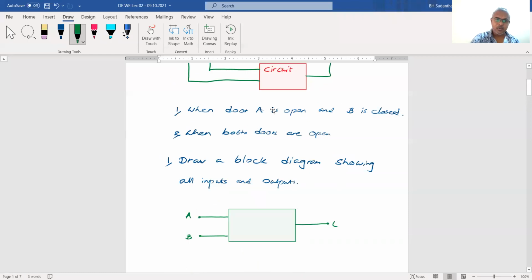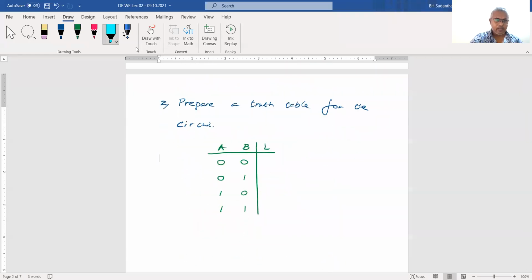First condition, when the door is open, A is open and B is closed. Here, A open and B closed. And both those are open. These are the combinations, these are the conditions. And A open and B closed means A1, B0. A1, B0. Here, L should be 1.